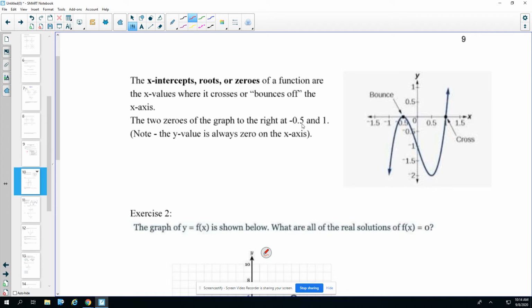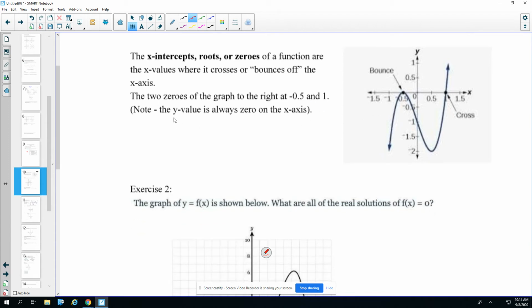So the 2 zeros of this graph are -0.5, and you could just type in -0.5. That'll still work on Delta Math, and 1. We do not write those y values. So this point really is 1, 0, but we just write 1 as our answer.